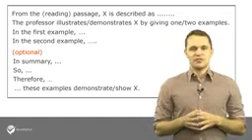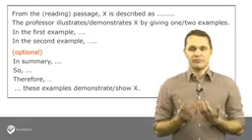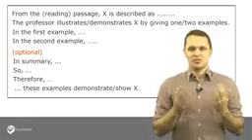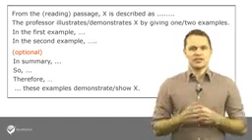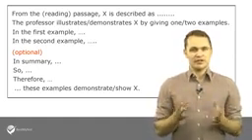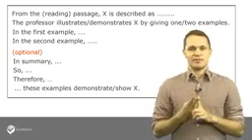You can start with, from the reading passage, X is described as. And then you could continue saying, the professor illustrates or demonstrates X by giving one or two examples. You can then further describe the examples using in the first example and in the second example.